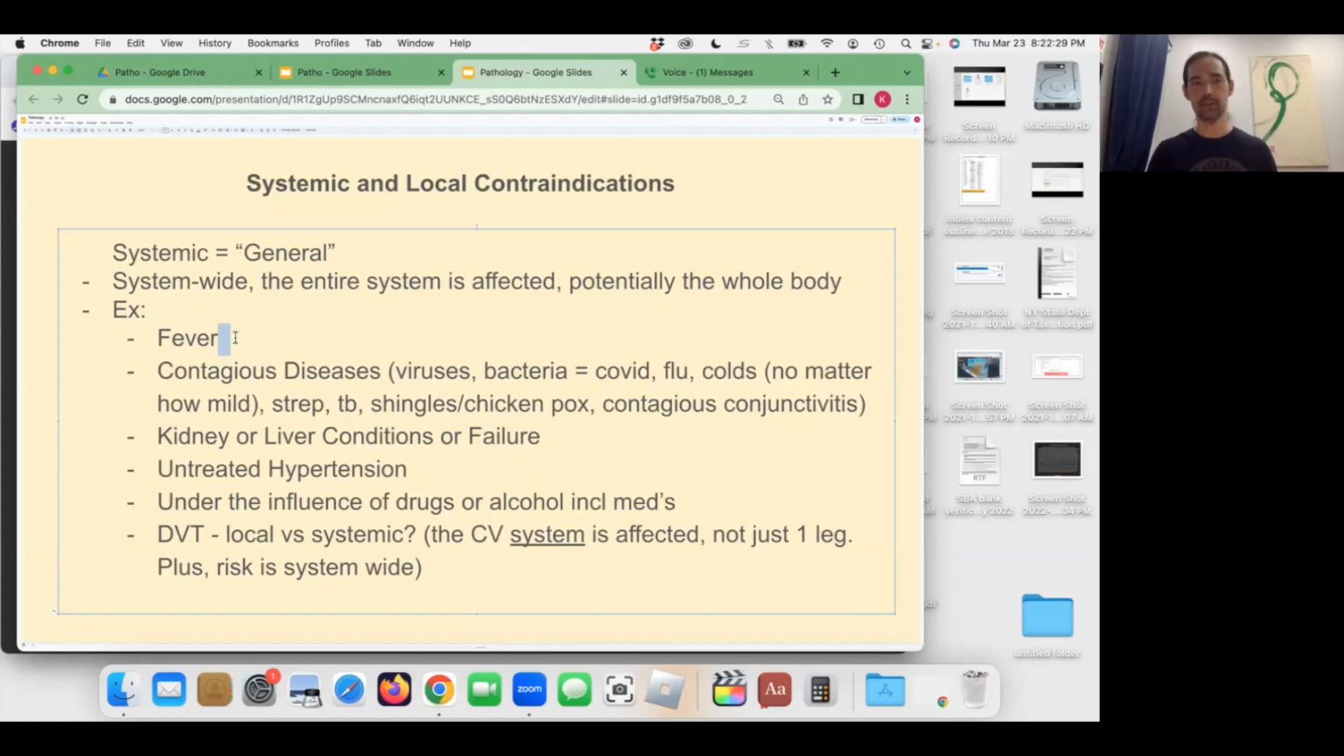You have to think, well, could I do harm by working on this person? Could I do harm to the system by working on a swollen leg? Could I do harm to a respiratory system by working on someone who has a fever, or to the brain, to the neurological system by working on someone who has a fever? Contagious diseases, almost all contagious diseases, total contraindication, even colds, no matter how mild.